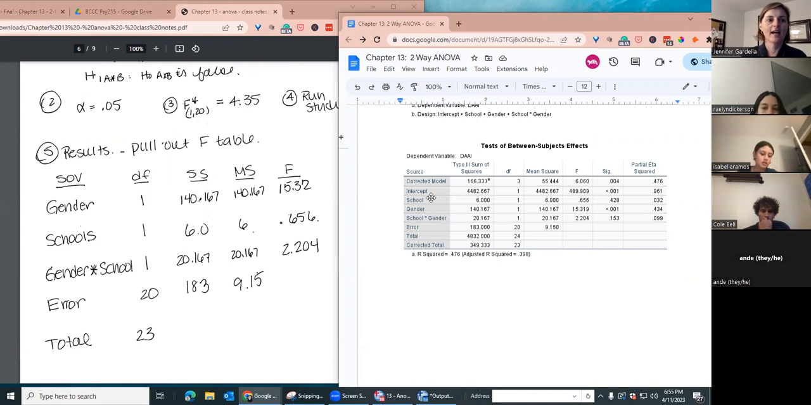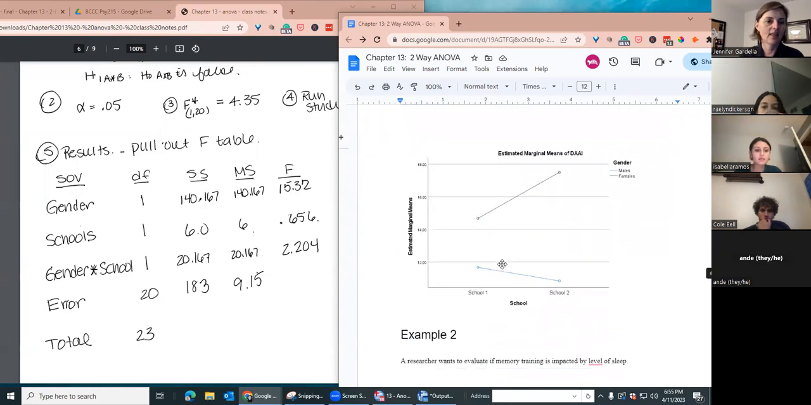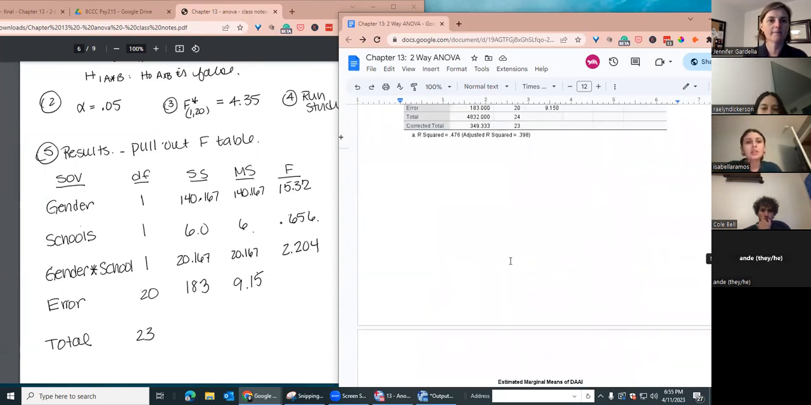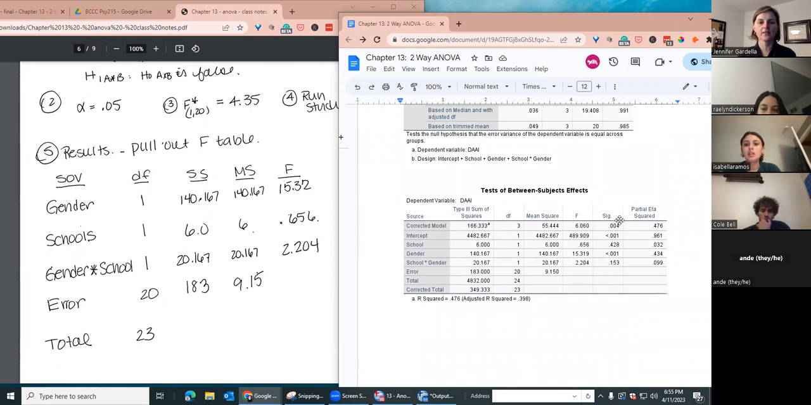Now you read across in the table, and these are your 3 F values right here. And you can see I've pulled them out and I wrote them very nicely for you in our F table. 15.32, 0.65, 0.656, and 2.204. And then this partial eta square, these are the 3 values of eta square, or your effect size. So big effect size, tiny effect size, medium effect size.